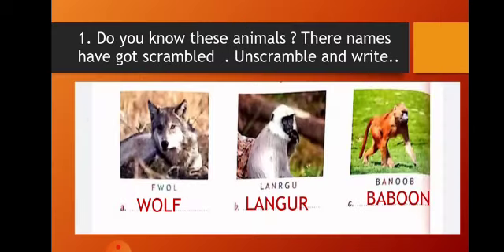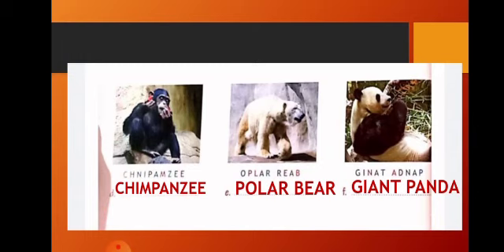For that, open page number 16 of your book. Here you can see different kinds of animals and their names have got scrambled. We have to unscramble and write the names correctly. The first one, we will write the names according to the pictures. A is wolf, B langur, C baboon. Now see the picture. D is chimpanzee, and write the correct spellings. E polar bear, F giant panda.